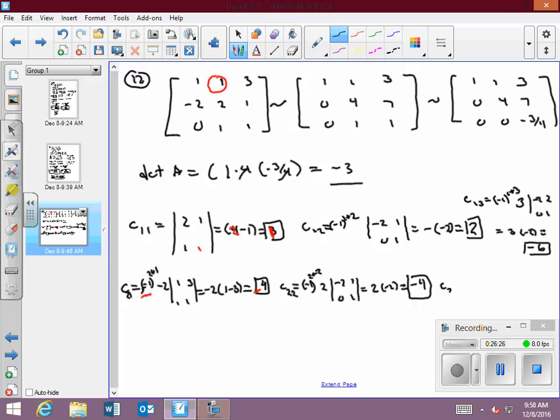Phi of 2, 3. Negative 1, 2 plus 3. So that's going to be a negative, and that's a 1. And then the cofactor is 1, 1, 0, 1. So it's got to be, that's a negative 1, isn't it?